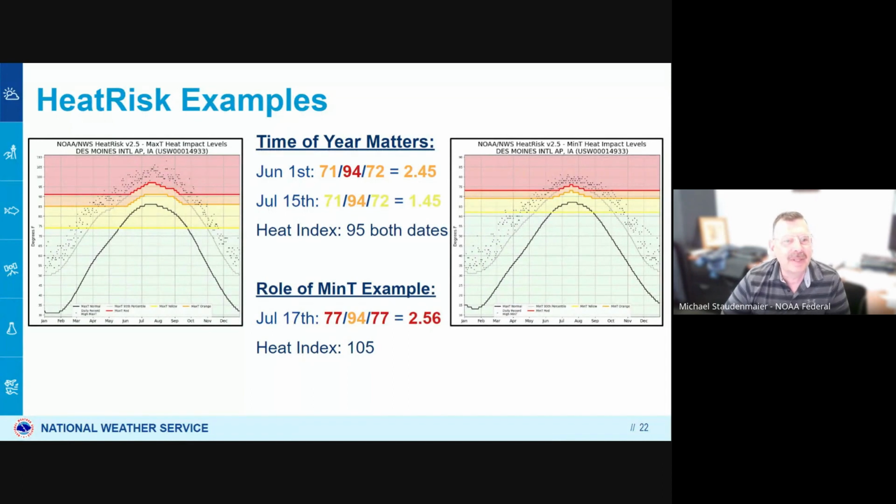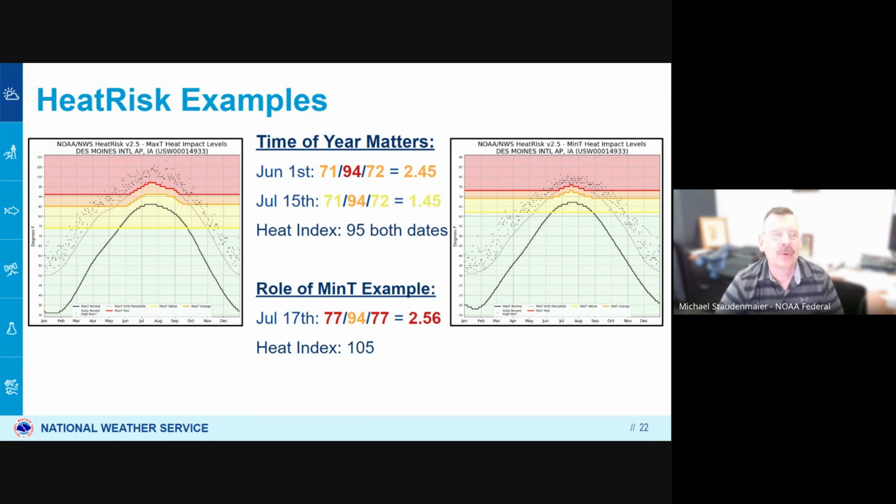Because of the early time of the year and the max T value being in a red category, heightened messaging or perhaps an advisory would be warranted. However, using those same values in the middle of July results in a yellow 24-hour heat risk value of 1.45, which essentially is indicating that these temperatures are not that unusual for this time of year in this location. So you can see that heat risk takes time of year into consideration to place that heat into climatological context.